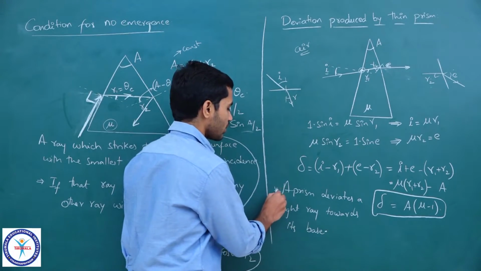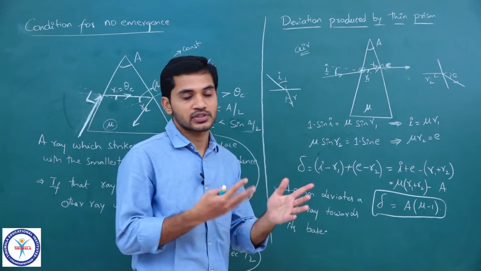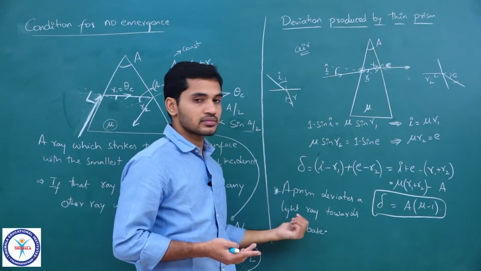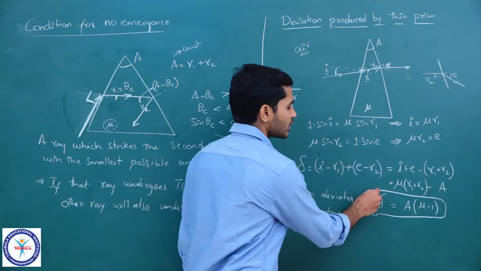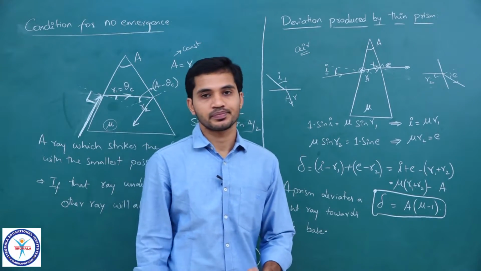You can keep this in mind, and if it is placed in a medium of a different refractive index, where the surroundings have a higher refractive index, then it would be the opposite. This is a very important result. So, this is the deviation that is produced by a thin prism.